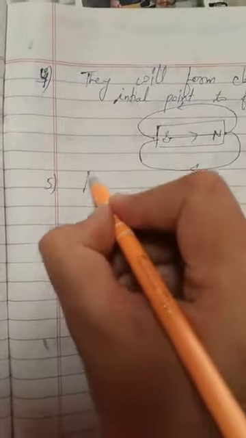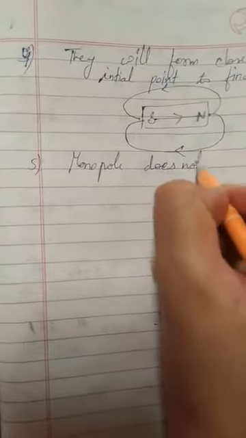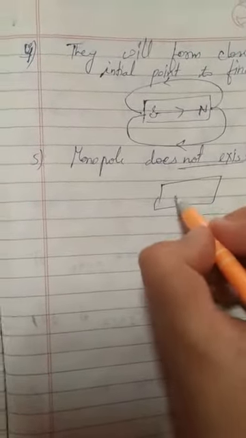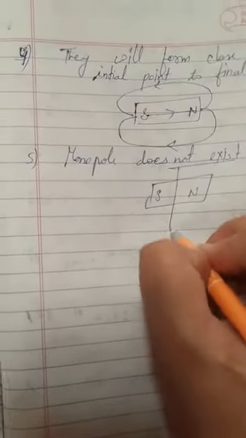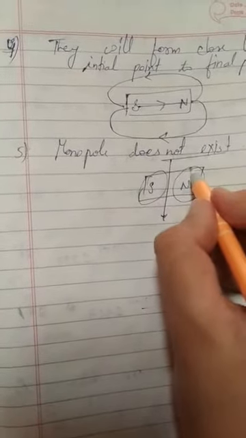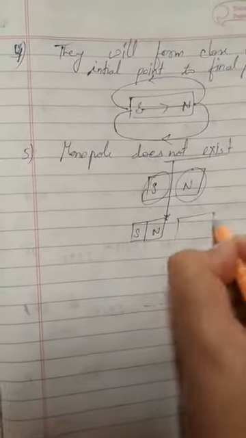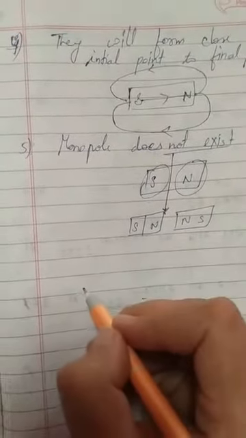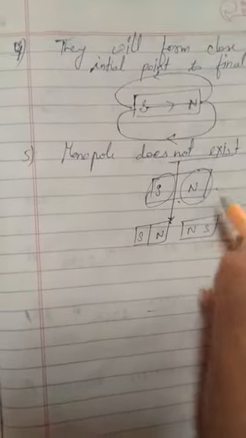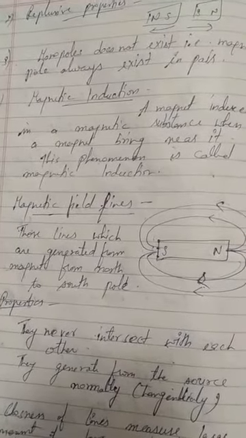Next, monopole does not exist. Like this one, if we take a magnet, here south and there north, and if we cut it, then that is not possible. Only south or only north will not form. If we cut it, this piece again will form two poles, north and south. Here also the same, this one north and south, like this one. Monopole does not exist. A magnet will always have two poles. And these are the different properties of the magnetic field lines.